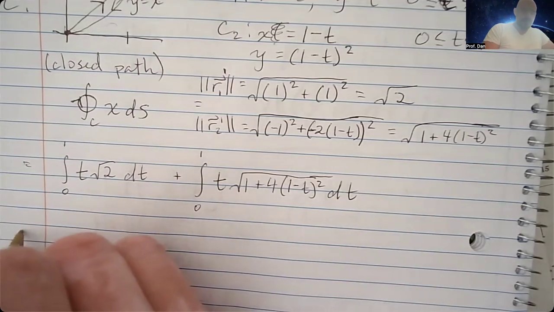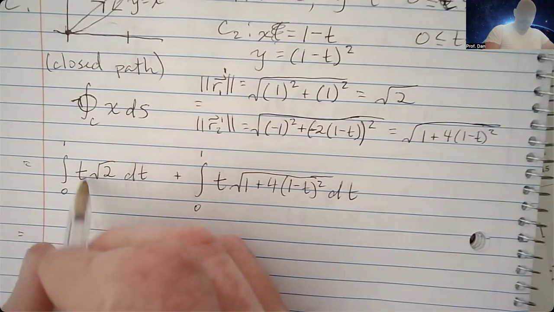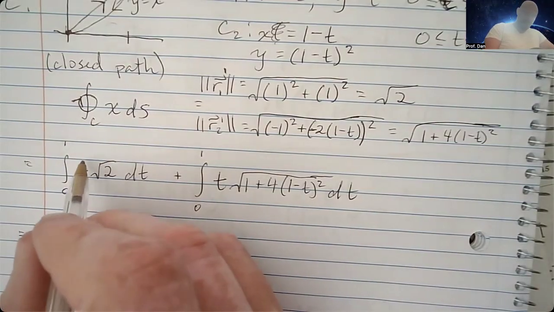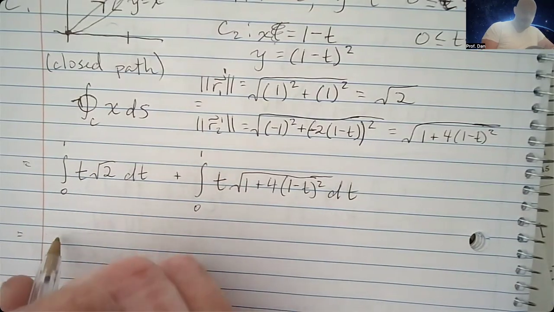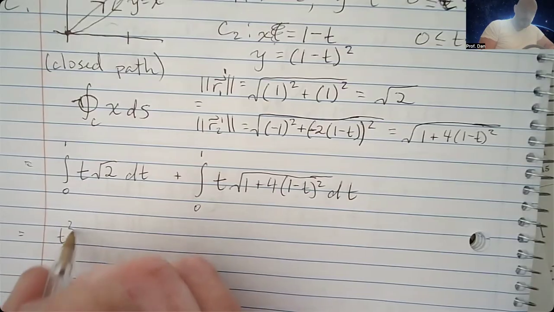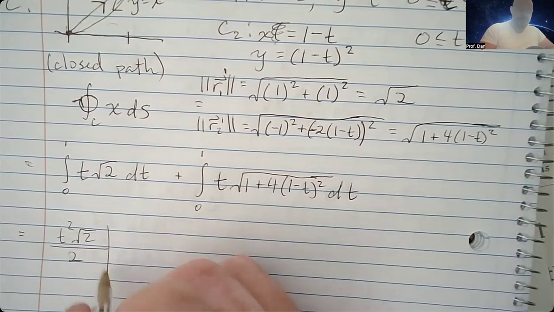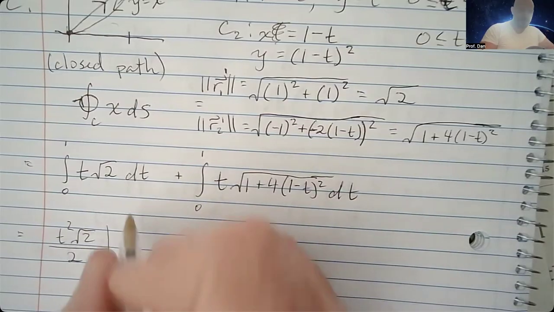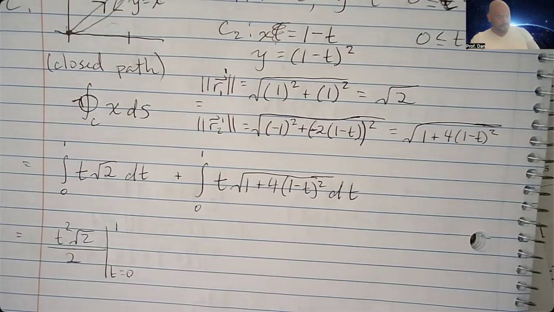So at this point, we're just doing some integration to get the final answer. With this, I know I can add 1 to the power of t and then divide by the new power. So we get t squared times the square root of 2 divided by 2, and we're going to evaluate that from t equals 0 to t equals 1. Now, with this integral, we have to get a little creative.